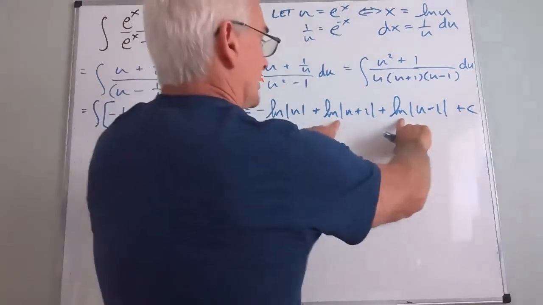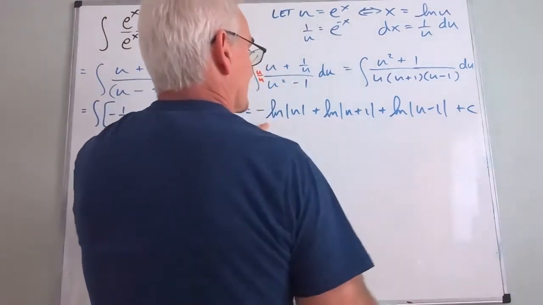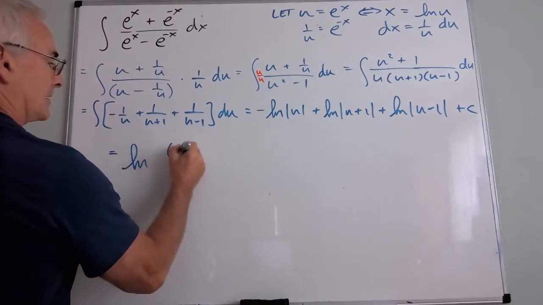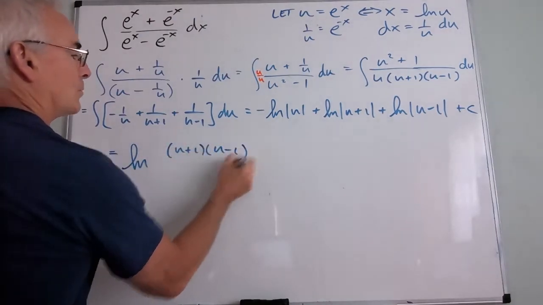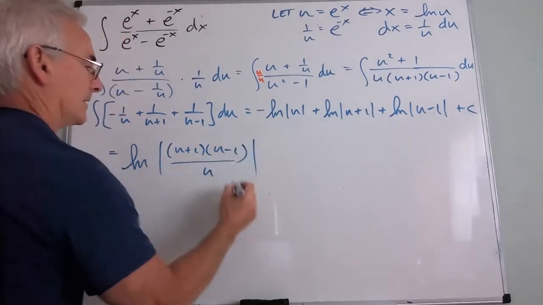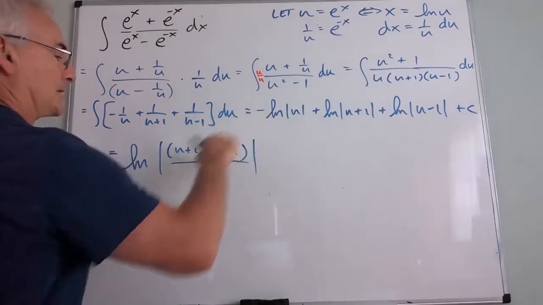The sum of the logs is the log of the product. The difference is the log of the quotient. So this would be log of what? Of u plus 1, u minus 1 over u. Everybody got that? That's what this would be. That guy would end up in the denominator.